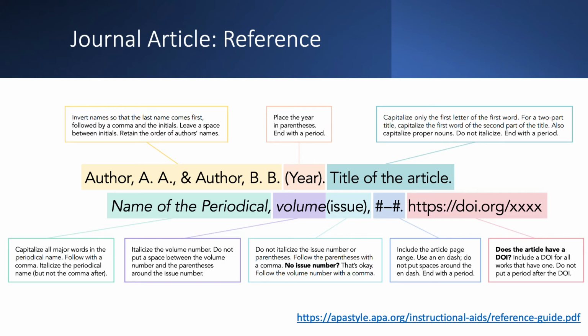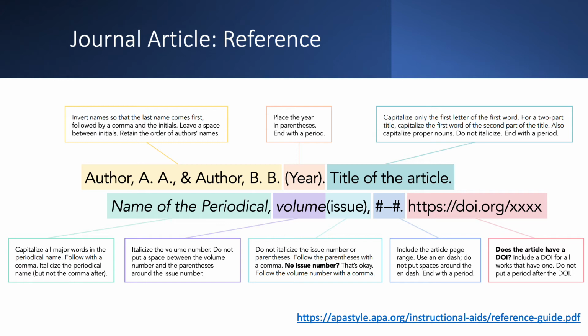just as you would in any sentence that you were writing. You end the title of the article with a period. Next, you include the name of the periodical. That's the journal title that the article appears within. This you do italicize, and we move out of sentence case so that we're capitalizing the first letter of each word, other than those small words such as of or the. So in this example, name of the periodical capitalizes the N in name and the P in periodical.